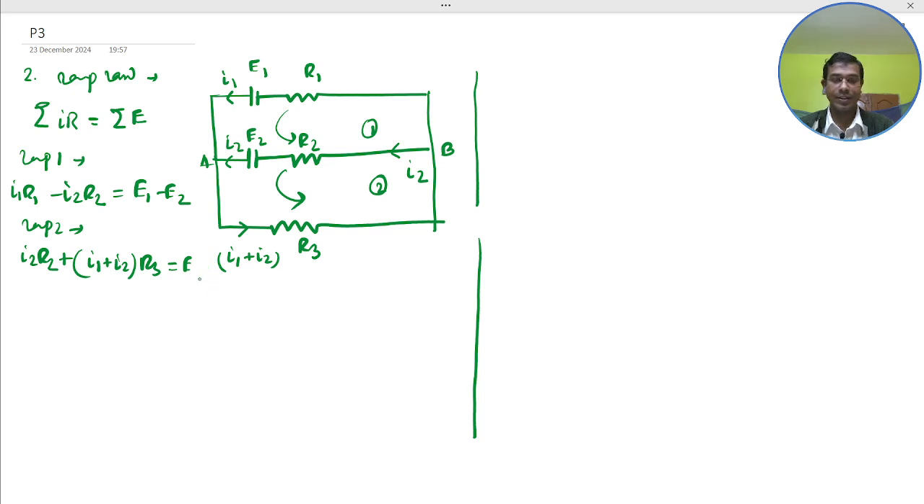Here is nothing, E3, so it would become E2. Next one is the Wheatstone bridge.